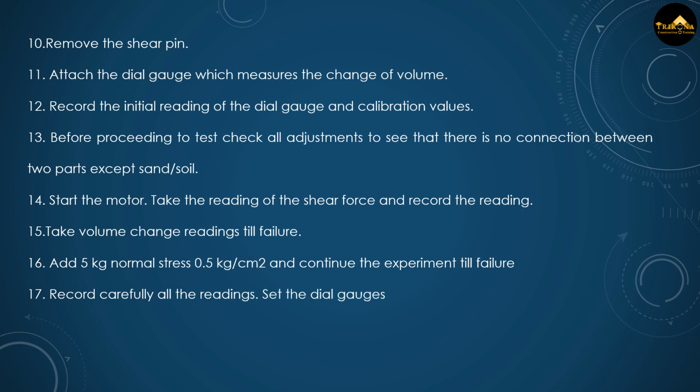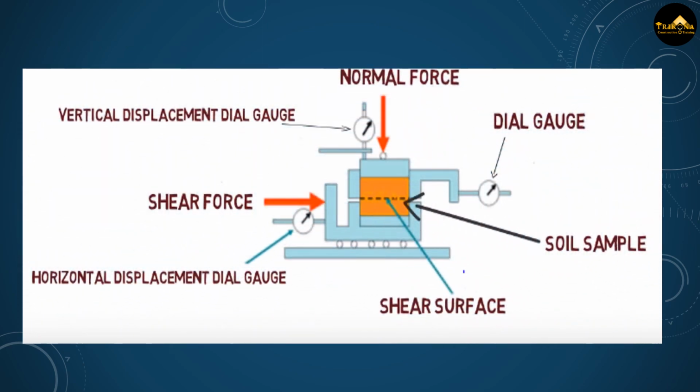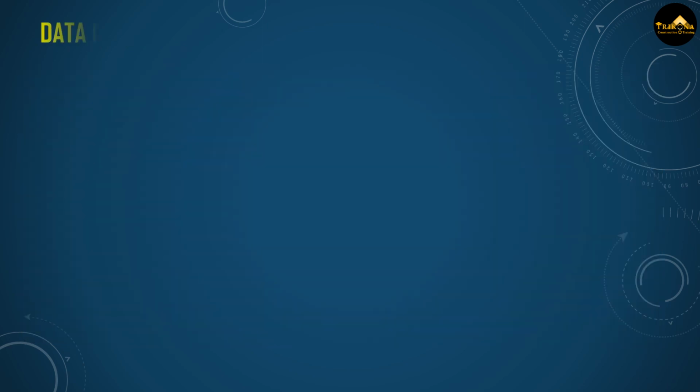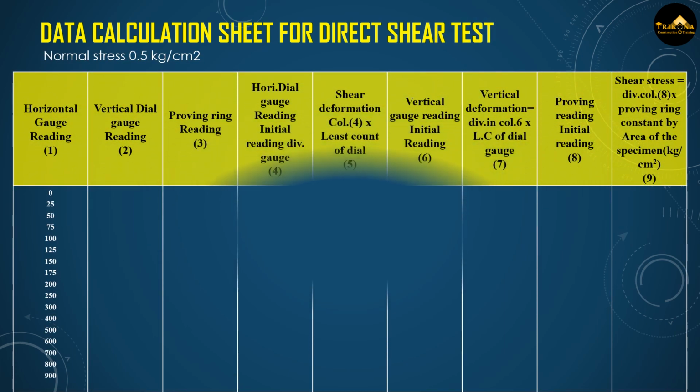Set the dial gauges to 0 before starting the experiment. Figure shows different dial gauges from where the values are recorded. Data calculation sheet for direct shear test. Applying normal stress of 0.5 kg per square centimeter, note down all dial gauge readings and calculate the shear stress by dividing the load on proving ring by area of cross-section of specimen.